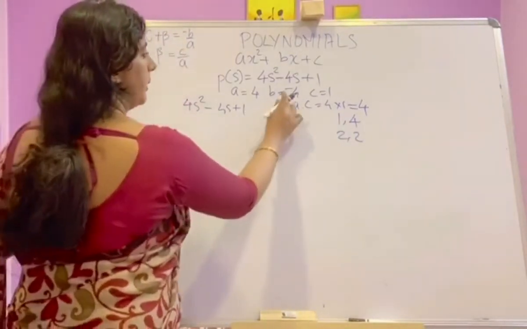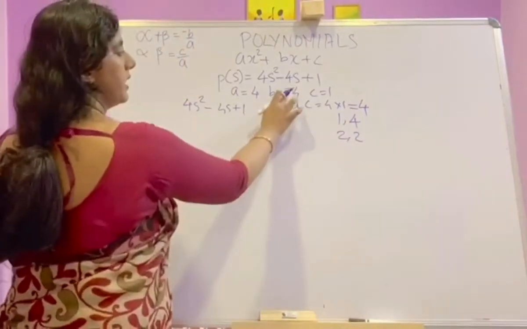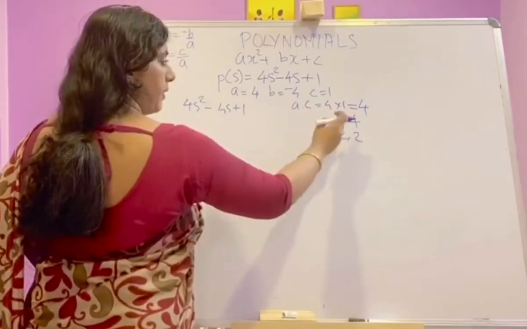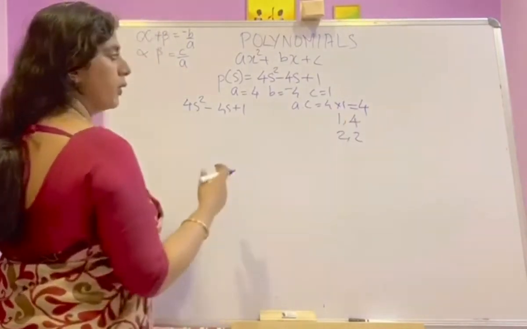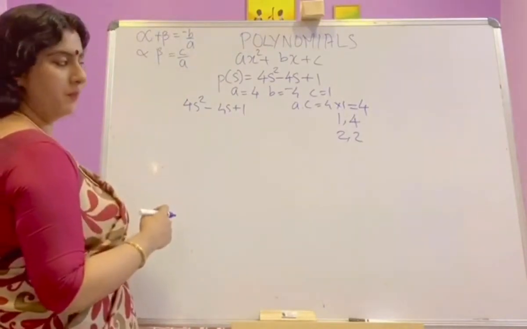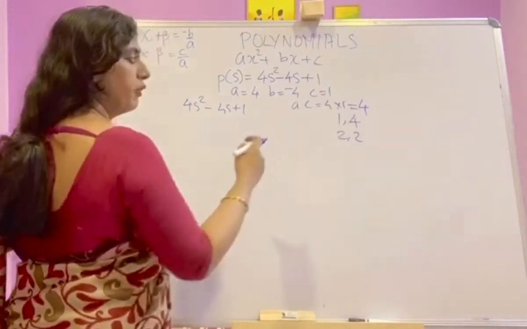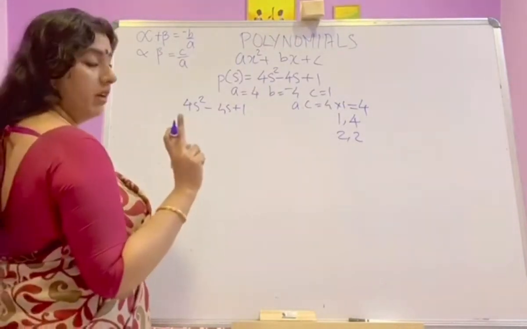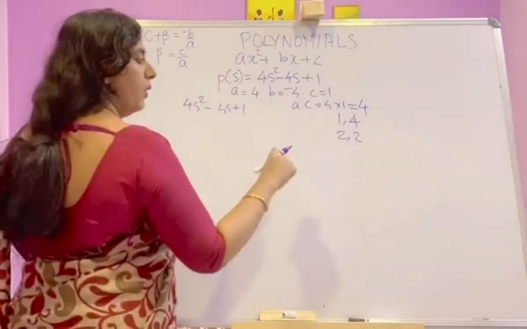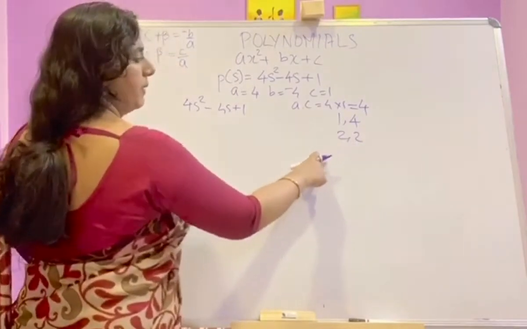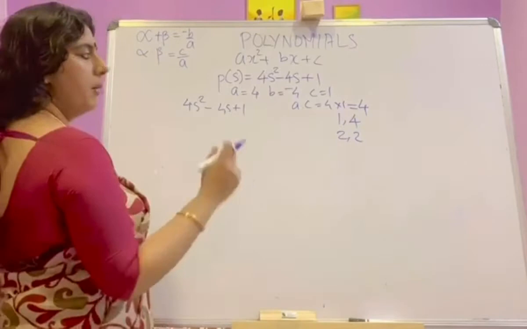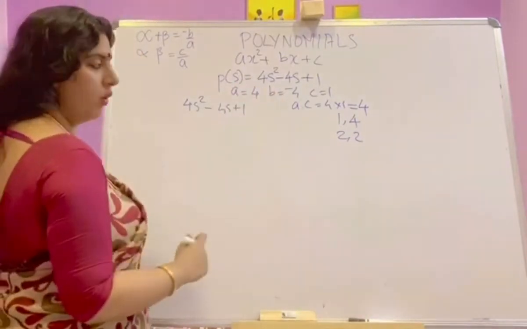Now consider the b term, that is, negative 4 here. While you do any subtraction or addition with 1 and 4, you will never get negative 4. If you do it with 1 and 4, either you will get 3 or you will get 5, but never 4. So you can take this pair, because with 2 and 2 the operations will give the result as 4. But how will you get negative 4?